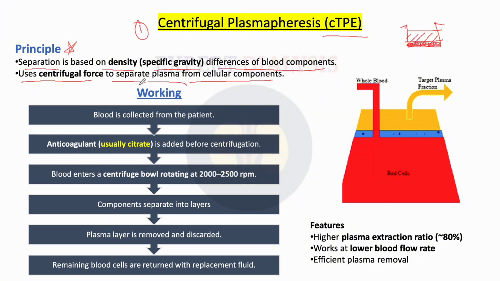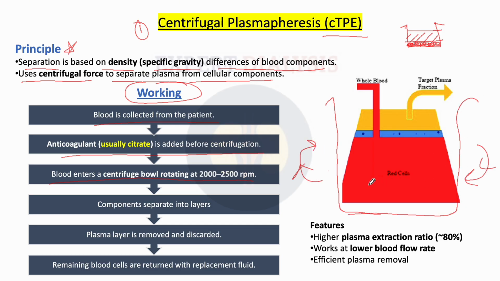Now let's see how it works. Blood is collected from the patient. Anticoagulant, usually citrate, is used before centrifugation. Blood enters the centrifuge bowl rotating at 2000 to 2500 rpm. So we have taken the blood and now we start spinning it. They start getting separated on the basis of their density or specific gravity, and the components separate into layers. Now we can see that a layer formation has occurred.